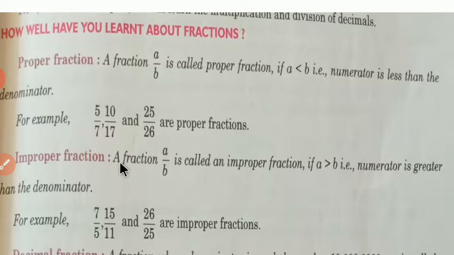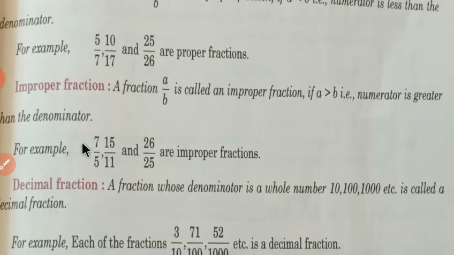Then improper fraction. Improper means opposite of proper. A fraction a upon b is called an improper fraction if a is greater than b, or we can say if the numerator is greater than the denominator. Then 7 upon 5, 15 by 11. You can see 7 is greater than 5, 15 is greater than 11. Here the numerator is greater than the denominator. So this one is an improper fraction.